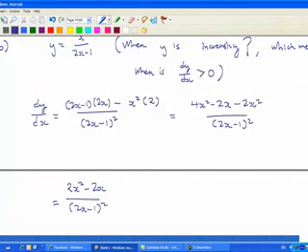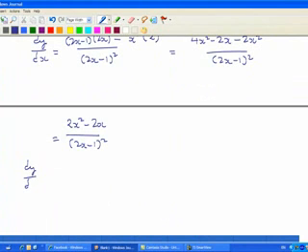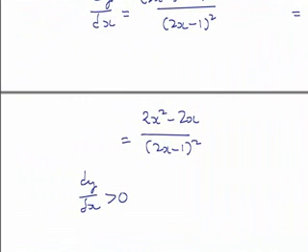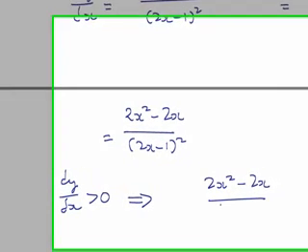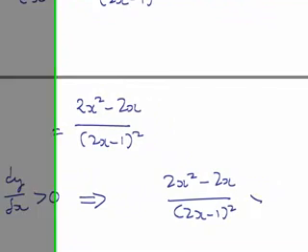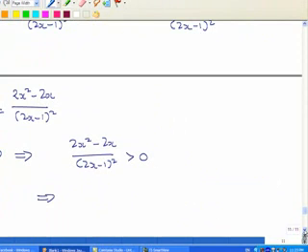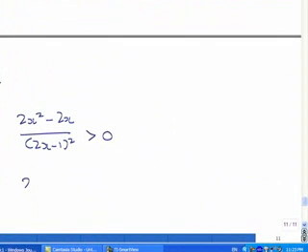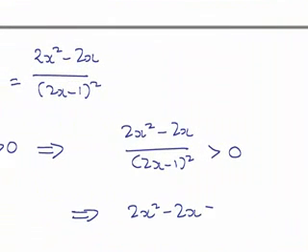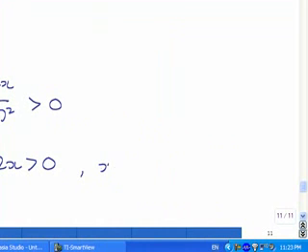Okay, and I need dy/dx to be more than 0, which means that the function is increasing. This will imply that 2x squared minus 2x over (2x minus 1) squared is positive. And this will imply that 2x squared minus 2x is positive. I can multiply the denominator over because it's always positive, but we have to take note that x must not be equal to half.